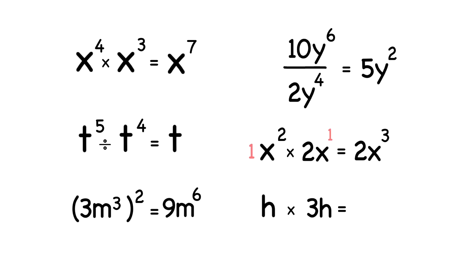Again, here, because we've got nothing written in front of the h, we have a 1. So it would be 1 times 3 to give me 3. And neither of the powers are written down there either, so that means that there are invisible 1s as both of the powers. To multiply powers, we add them, so it would be 1 add 1 to give me 2. So the overall answer would be 3h to the power of 2.